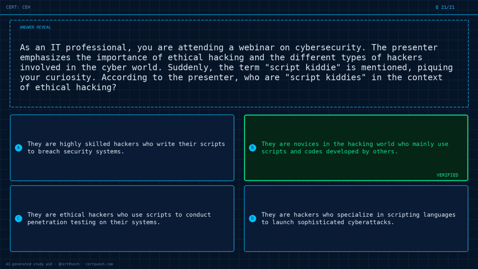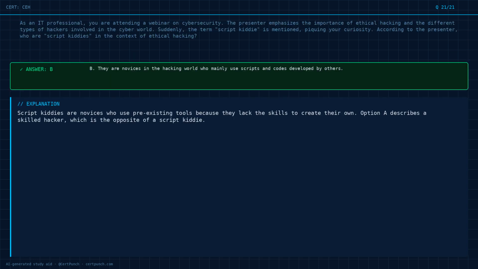The answer is option B. Exam logic. Script kiddies are novices who use pre-existing tools because they lack the skills to create their own. Option A describes a skilled hacker, which is the opposite of a script kiddie.